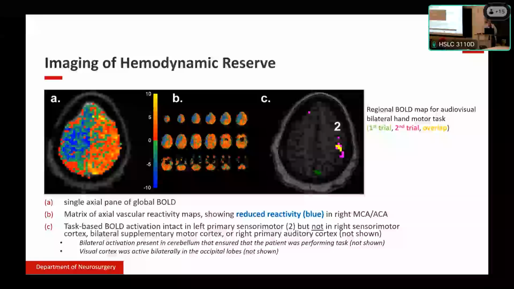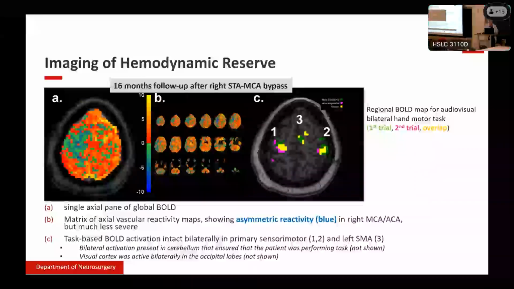And then just in terms of the color coding, on the right-hand side, pink and green are going to be your first and second trials. And where the overlap is yellow. So ultimately, that's what we would use as what we decided was the activation area.